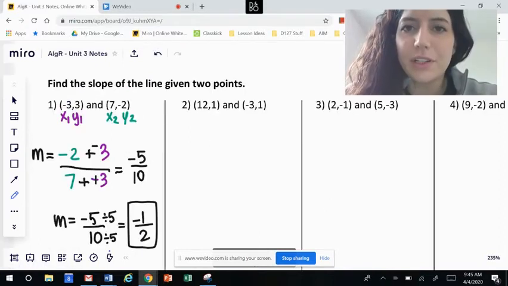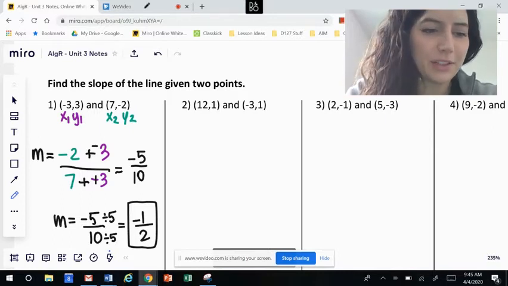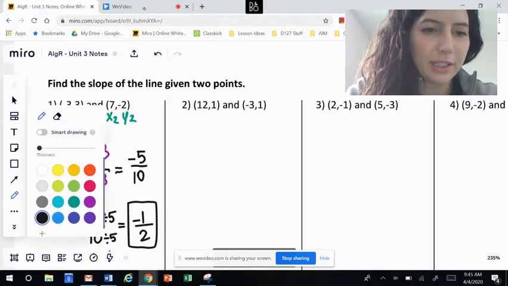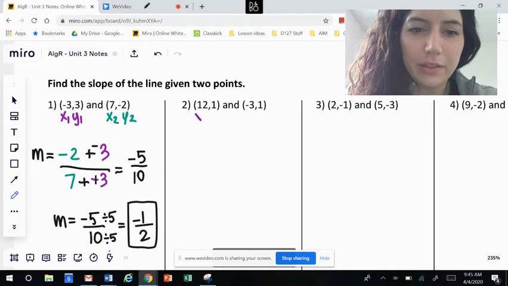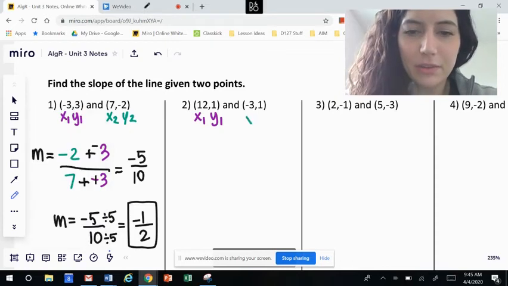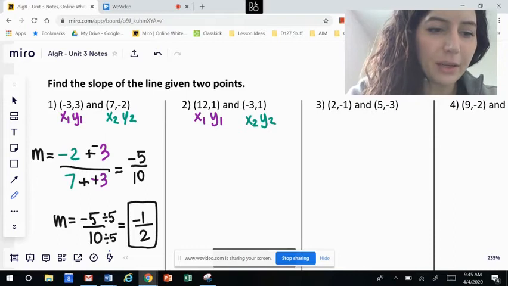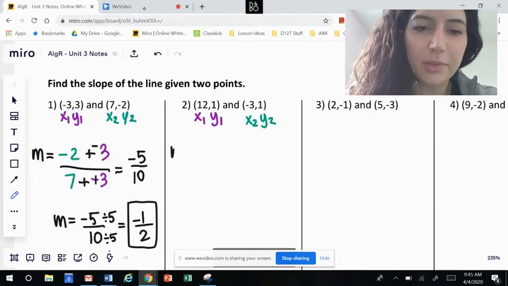Okay, so let's do our second example. So the first thing we're going to do is label our points. I'm going to start by labeling my first ordered pair with x1 and y1, and my second ordered pair with x2 and y2. Okay, now I'm going to substitute those values into my slope formula while I'm solving for slope.